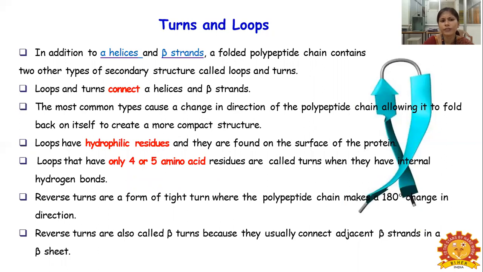So loops have hydrophilic residues and are found on the surface of the protein, where loops have only 4 to 5 amino acid residues, and they are called turns when they have internal hydrogen bonds. So reverse turns are also there. They are a form of tight turn where the polypeptide chain makes a 180-degree change in its direction. Reverse turns are also called beta turns because they usually connect adjacent beta strands in a beta sheet.